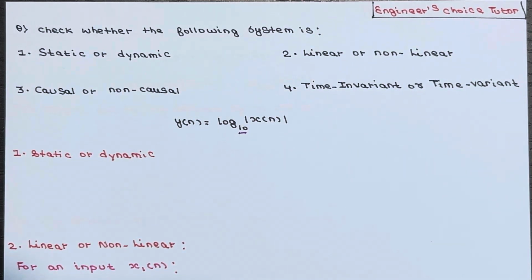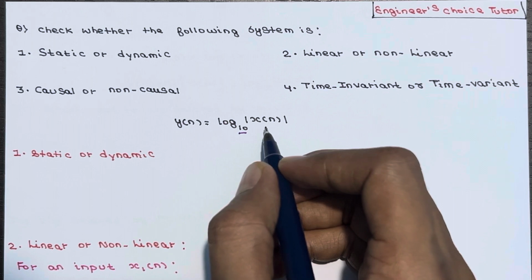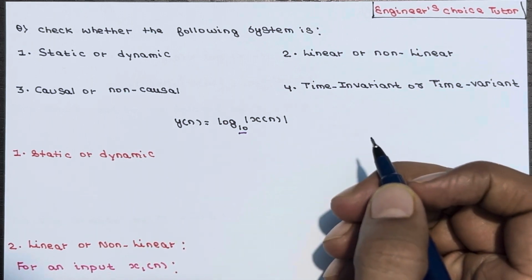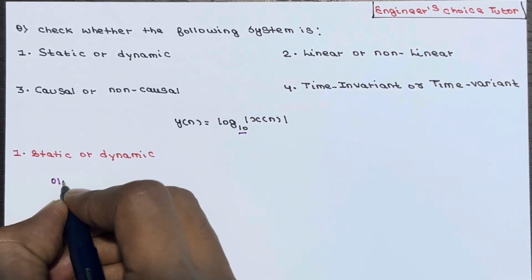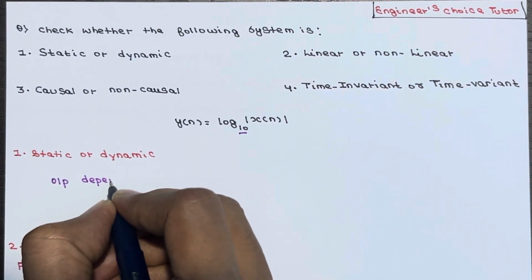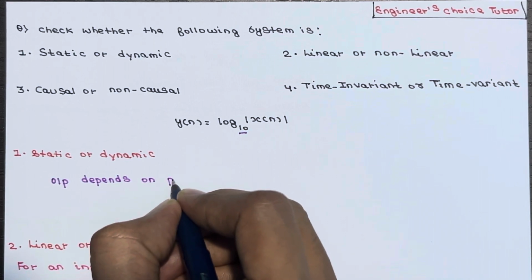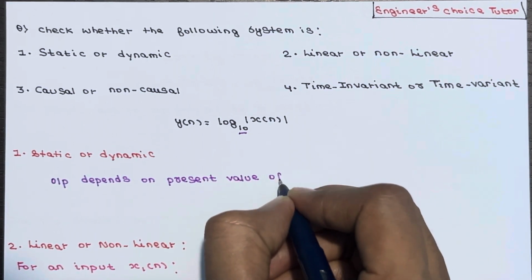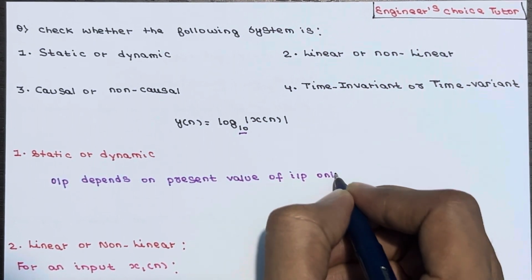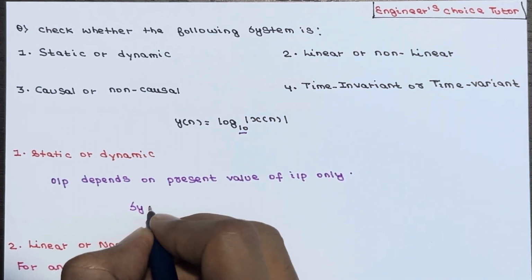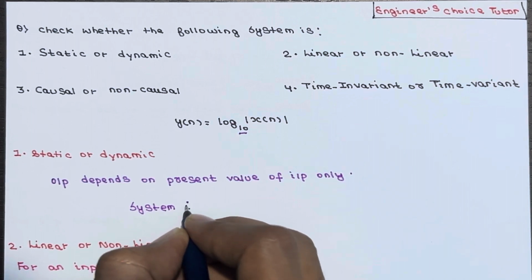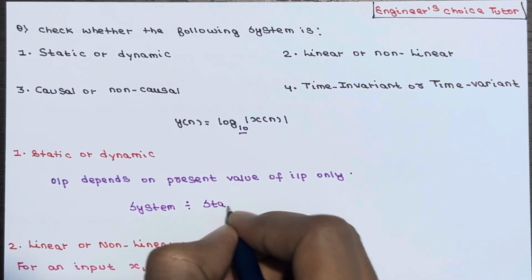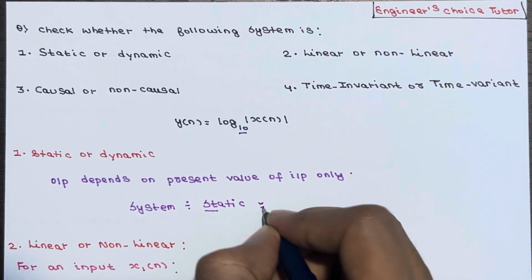Now first thing is you have to find out whether this system is static or dynamic. If you see here, it is x of n, simple, right? Means we are at the present situation. So y of n only depends upon x of n. In another sense, the output depends on the present value of input only. So if it only depends upon the present value of input, which system is it? Static system, memoryless system, right? Hope it is clear to you.